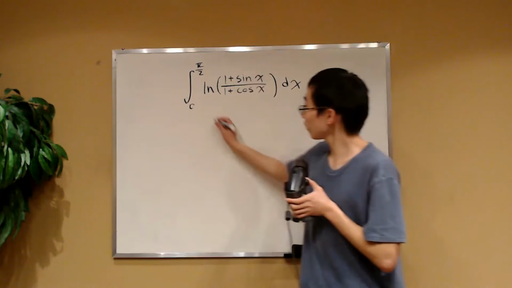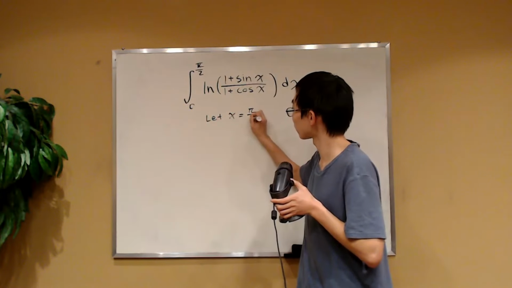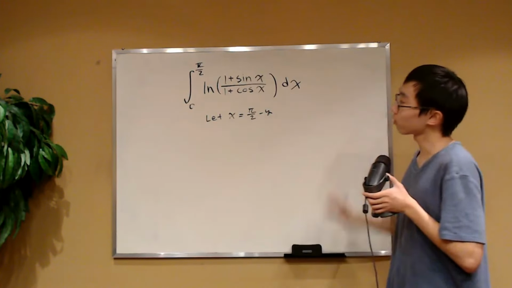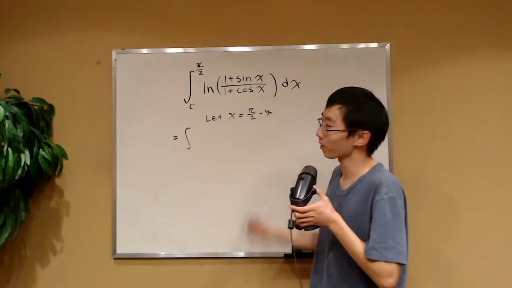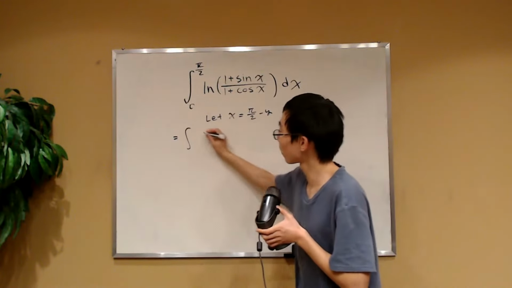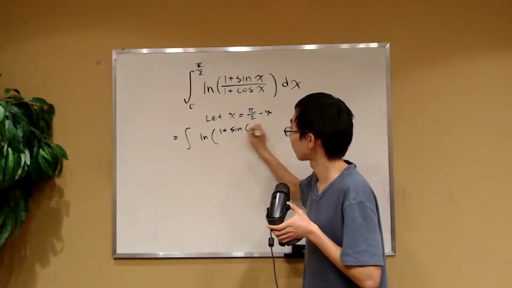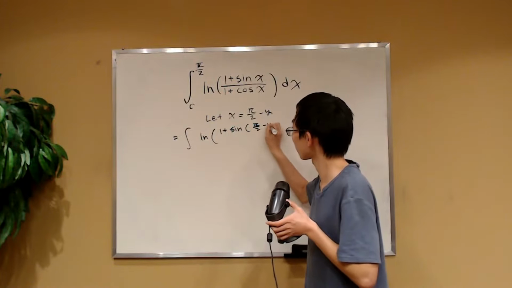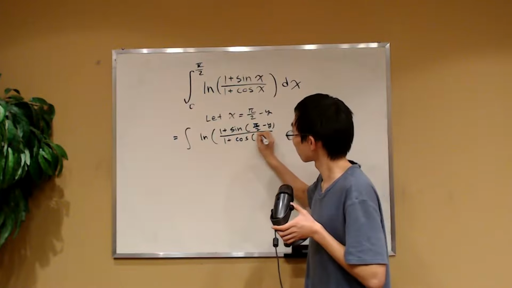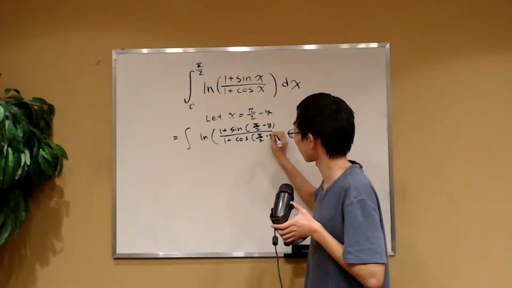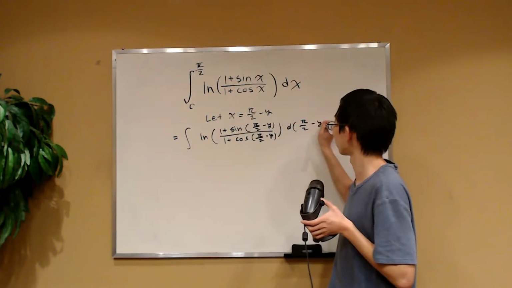Consider this. If you were to let x equal pi over 2 minus y, this integral would become the integral of, we'll worry about the bounds later, the natural log of 1 plus sine of pi over 2 minus y, over 1 plus cosine of pi over 2 minus y, and then d of pi over 2 minus y.